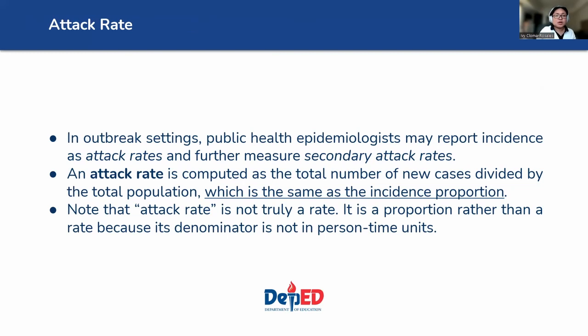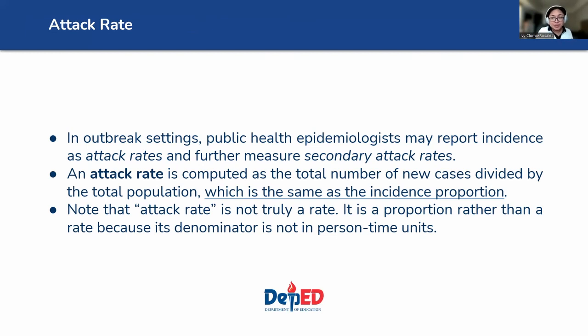Okay, so attack rate. In outbreak settings, public health epidemiologists may report incidence as attack rates and further measure secondary attack rates, which some of you may be familiar with in this pandemic. An attack rate is computed as the total number of new cases divided by the total population, which is the same as the incidence proportion. It's a synonym, but it's also commonly used, so I wanted to highlight it.